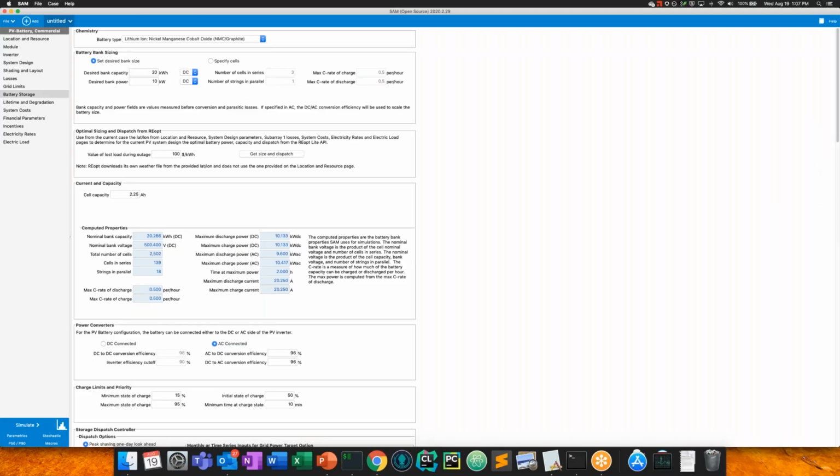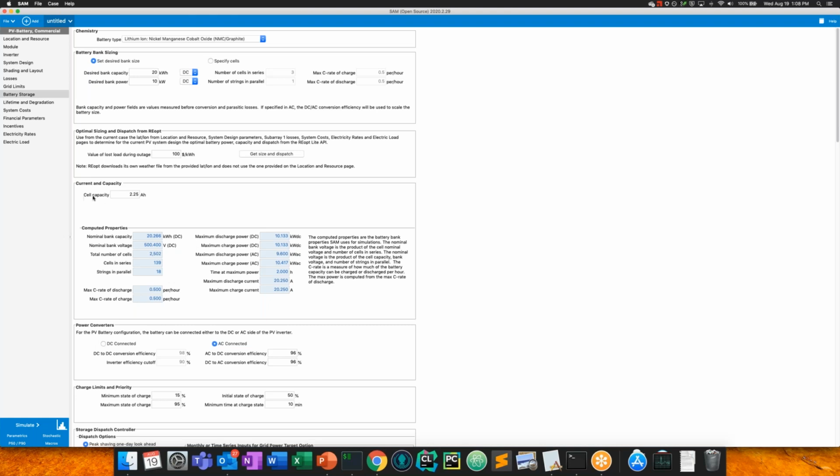I have open here a default PV battery commercial case. On the top, we have a selection of chemistries, which we'll go into more detail later. But here I have a nickel manganese cobalt oxide, or NMC graphite, lithium ion battery. The first box we see is battery bank sizing. So there are two ways that we can set the size of our battery bank using the capacity and voltage characteristics of the cell.